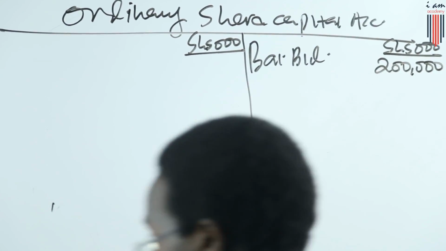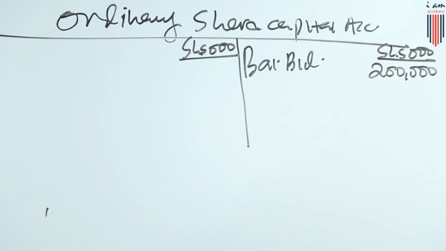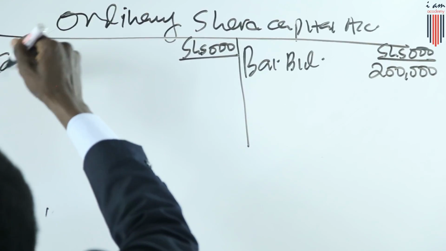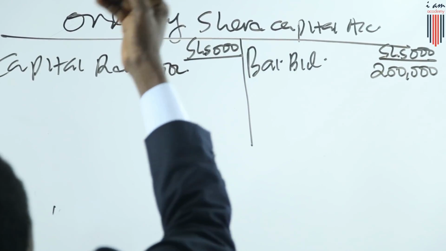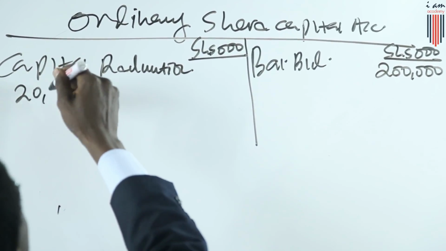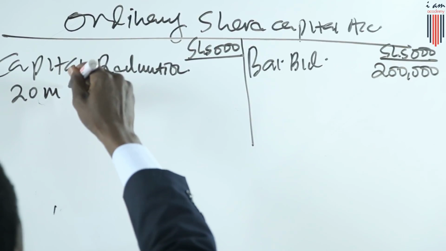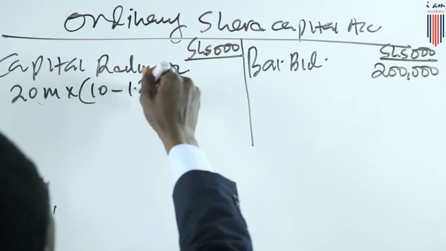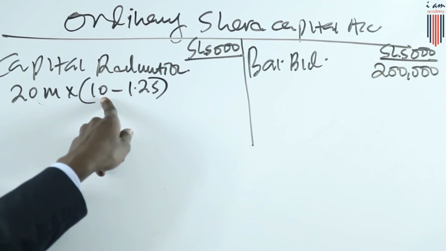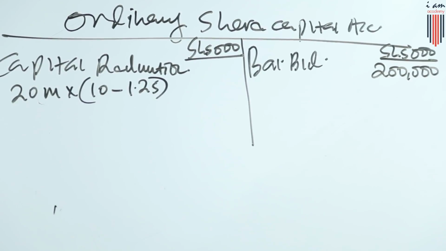Remember, we are reducing that 200 million by 8.75 per share. What are we going to do? We are going to come and say capital reduction. There were 20 million shares, you remember? I multiply that by 10 shillings minus 1.25. Remember, 10 shillings was the original par value, but 1.25 is the new par value, so we are simply reducing it by 8.75, as we said.